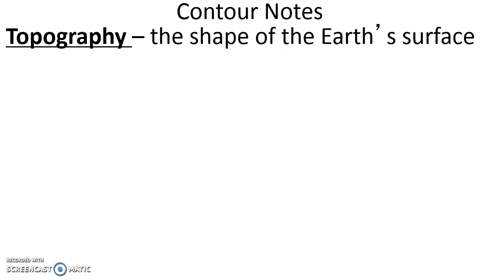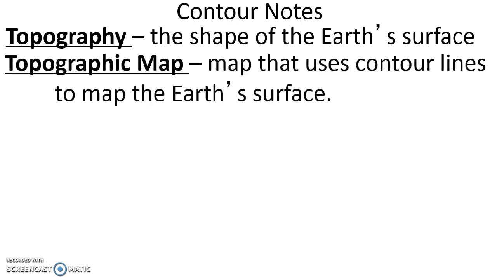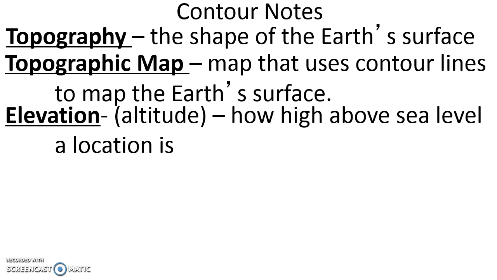And whether it's flat or hilly, it's basically based on altitude, or how far it is above sea level. A topographic map, or topo map for short, is just a map that uses contour lines to map the Earth's surface, trying to show you where those things are on the surface of the Earth, based on the elevation or altitude.